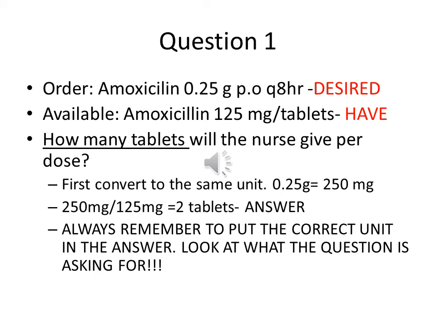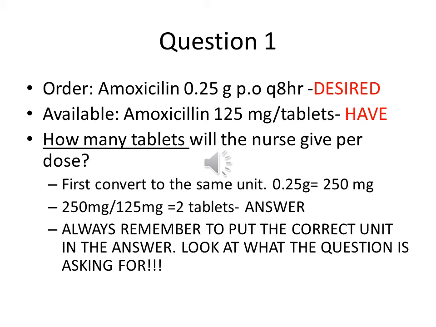So here's the first example that I give you. The order asks for amoxicillin, 0.25 grams, PO, Q8HR. What this question is asking is amoxicillin, 0.25 grams, PO means by mouth, every 8 hours. Make sure you know your abbreviations. And then what is available is amoxicillin 125 milligram tablets. Okay? So you notice how at the top they're saying it's 0.25 grams and then the available is in milligrams. So what you want to do is convert it.